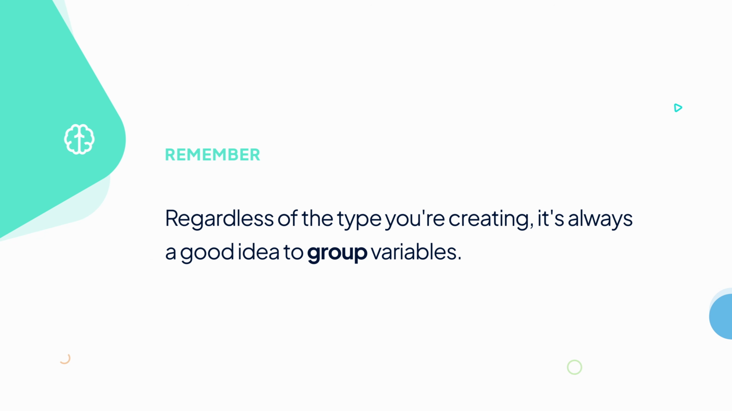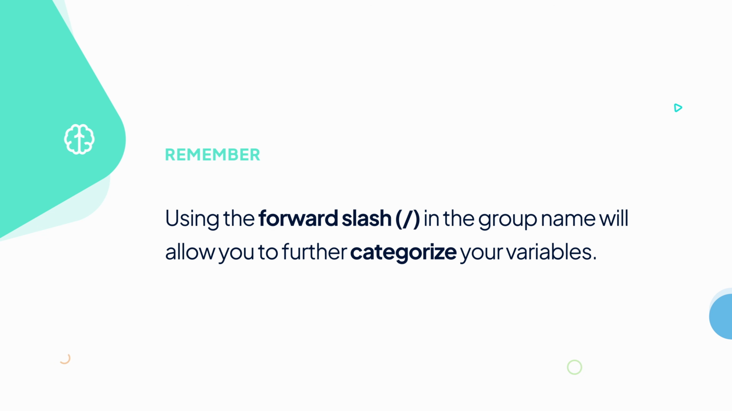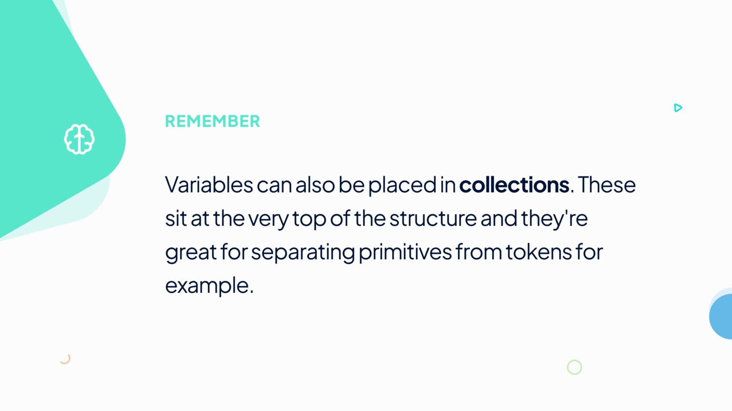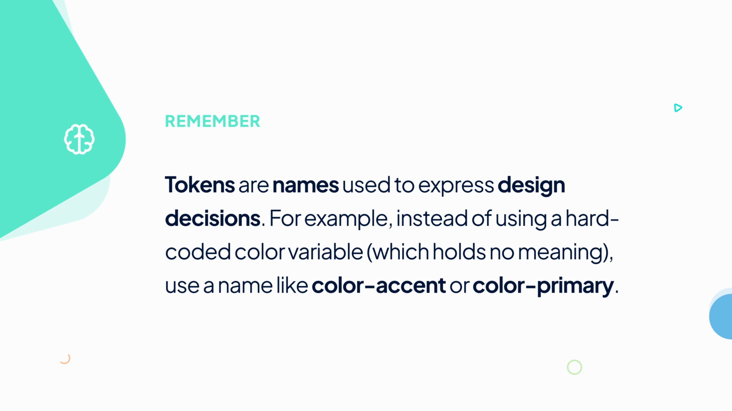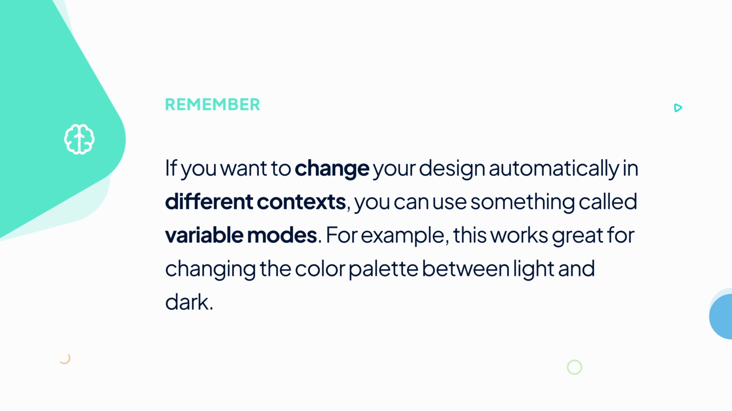Regardless of the type you're creating, it's always a good idea to group variables. Using the / in the group name will allow you to further categorize your variables. Speaking of categories, variables can also be placed in collections. These sit at the very top of the structure, and they're great for separating primitives from tokens, for example. Tokens are names used to express design decisions. For example, instead of using a hard-coded color variable, which holds no meaning, use a name like color accent or color primary. Finally, if you want to change your design automatically in different contexts, you can use something called variable modes. For example, this works great for changing the color palette between light and dark.